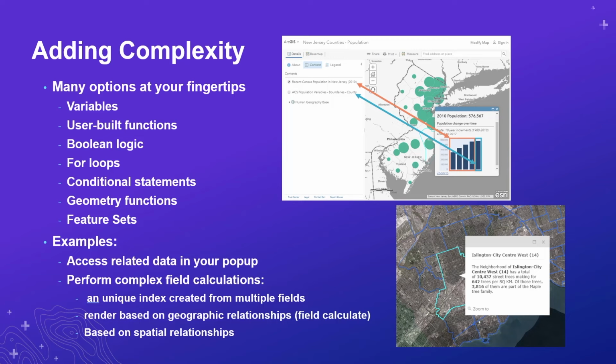So with all those tools at your fingertips, you can do things like access related data. If you had hydrants and inspections and you wanted to have a single pop-up that brought in some of your inspection related data, you can actually use Arcade to do that on the fly.